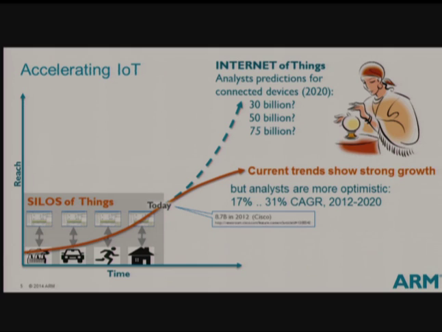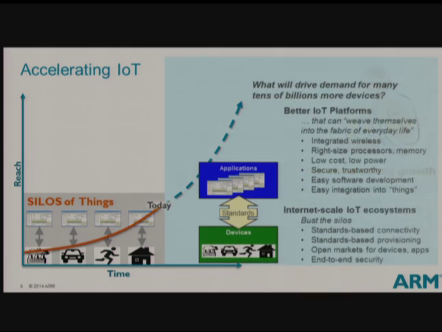What's going to fill that gap? What's between the blue and the red line? So what we need to do is figure out what has the potential to drive the demand for many tens of billions more devices. That's somewhere between 10 and 50 billion additional devices, depending on which analyst you believe, between now and the end of the decade. That's where those numbers point.